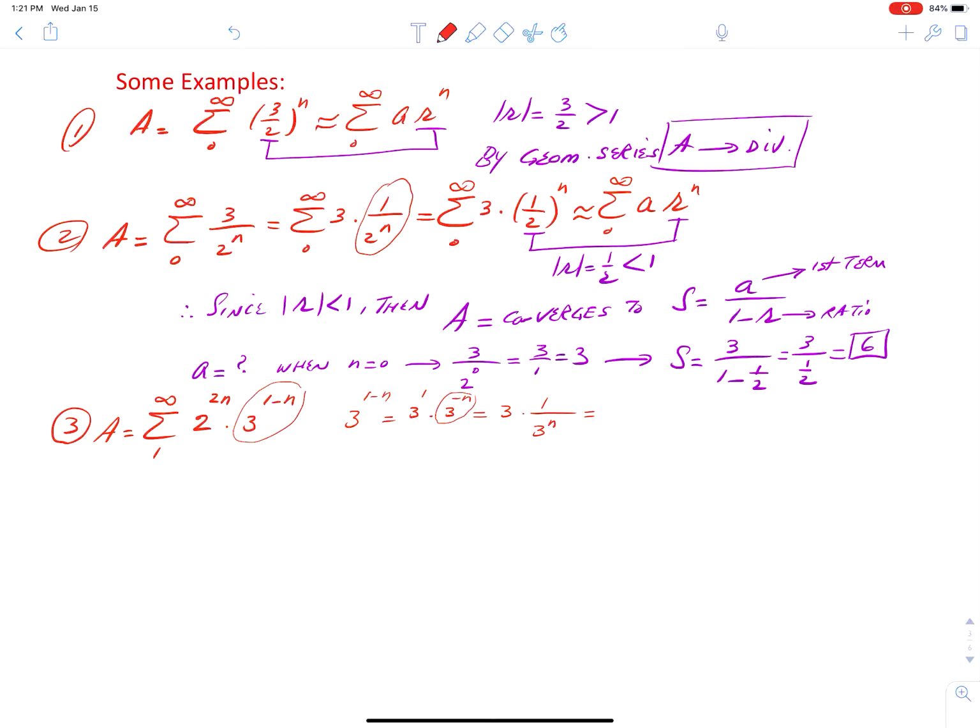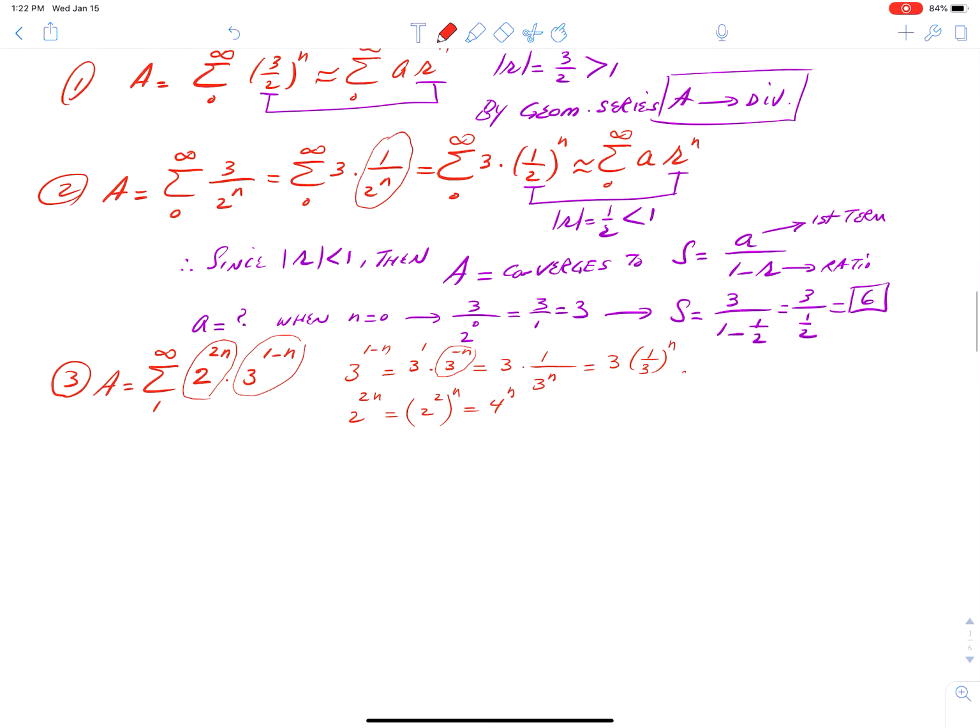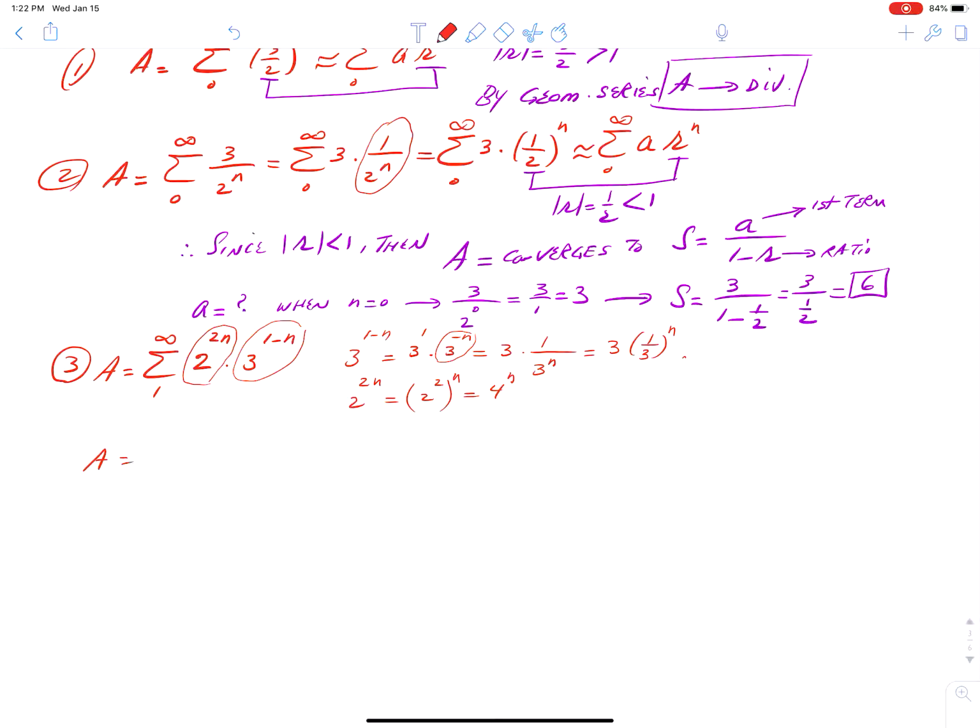And we've done this before. This is the same as saying 3 times 1 over 3, the whole thing power n, right? And then this 2 to the 2n, since we're dealing with n, can be written as 2 power 2, the whole thing power n, or 4 power n. So this became 4 power n, and the next term became 3 times 1/3. So A can be rewritten as 4 power n times 3 times 1/3 power n.